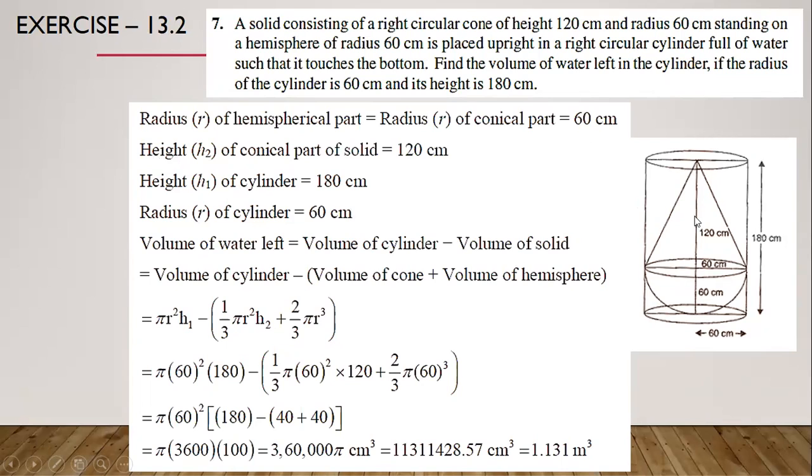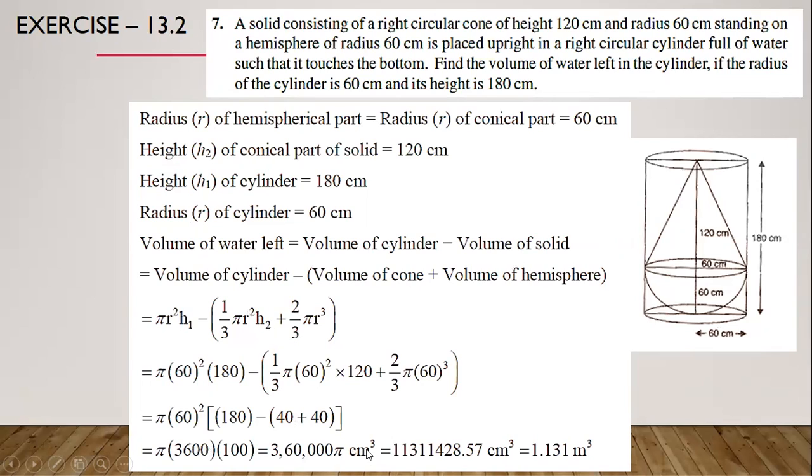So how much volume will be left? Volume which was already there, that is volume of the cylinder, minus how much is displaced. How much will be displaced? Volume of the solid will be displaced. So volume of water left is volume of cylinder minus volume of solid. Now volume of solid is volume of cone plus volume of the hemisphere. So that we substitute, substituting the formula for all of them. For cylinder, pi r square h1, cone 1 by 3 pi r square h2, hemisphere 2 by 3 pi r cube.